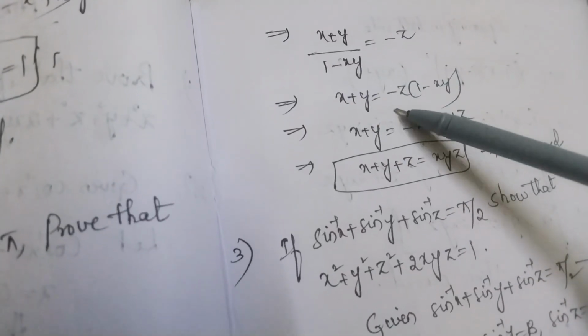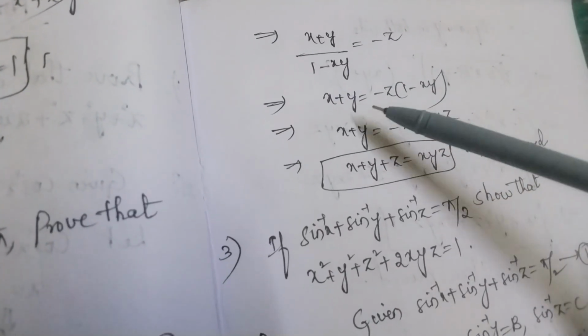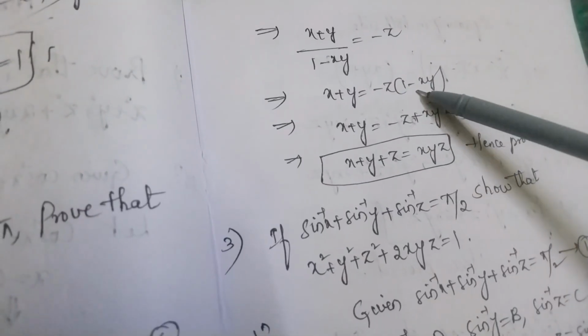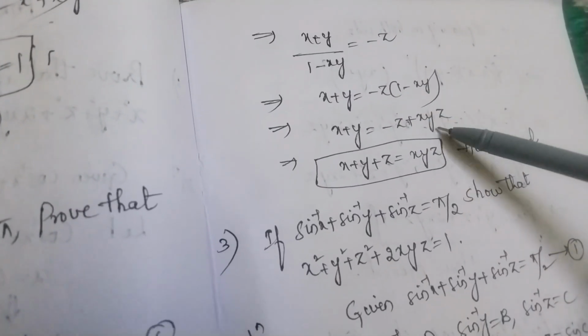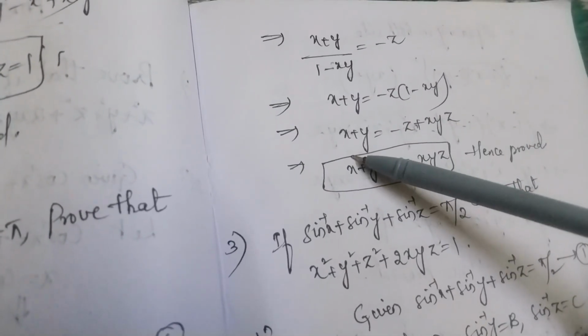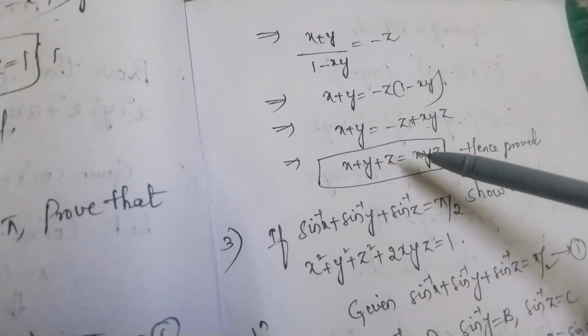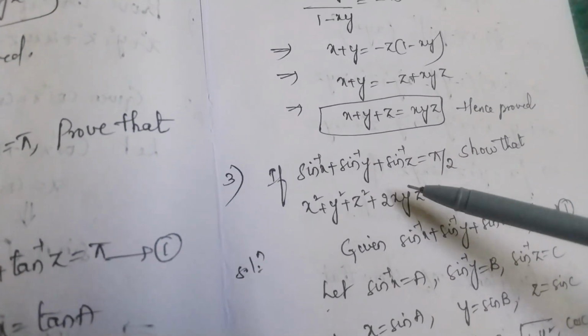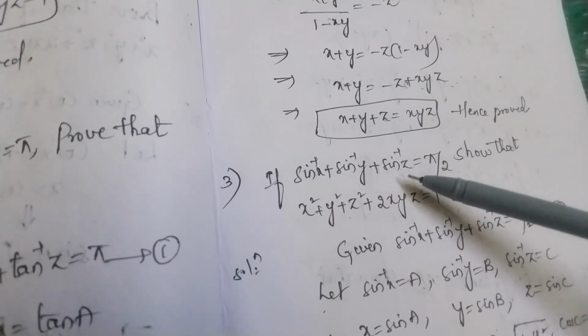Now we have to do the cross multiplication. So x plus y is equal to minus z into 1 minus xy. Now multiply this, x plus y is equal to minus z plus xyz, minus into minus is plus. Now take this z to the left hand side. So it will be x plus y plus z is equal to xyz. So hence proved.